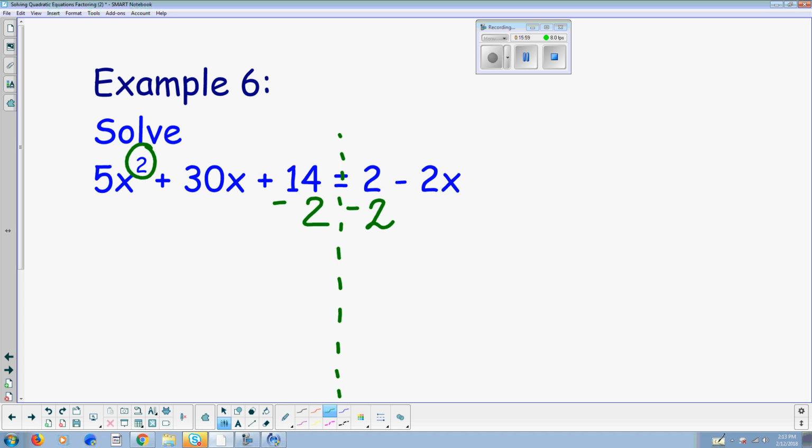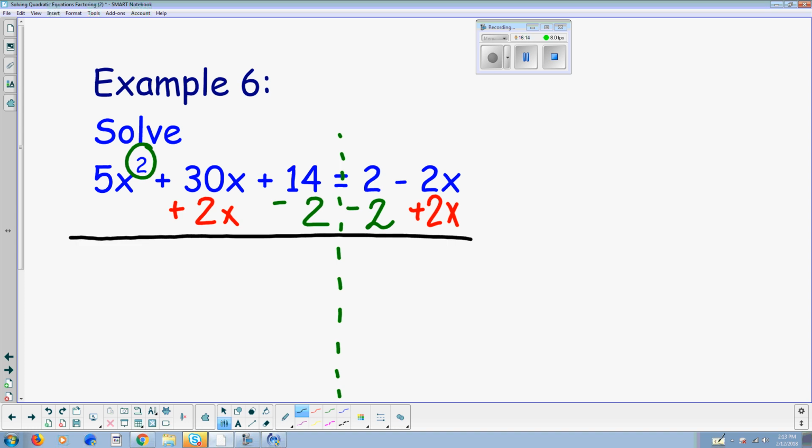Also, I want this negative 2x to cancel. So to cancel it, I'm going to add 2x to both sides. Notice how I'm lining this up under the terms that they will actually combine with. So 5x squared just comes down.